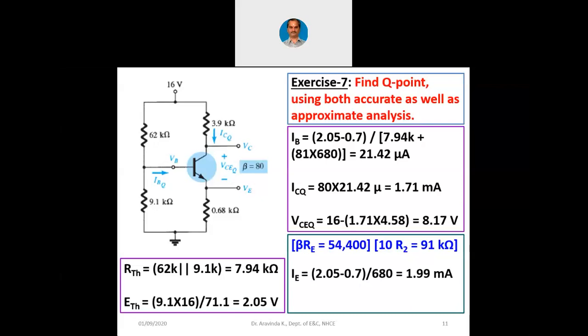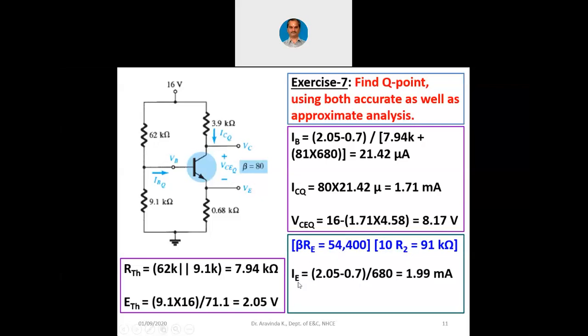So the point is, if at all VDB has to be more stable, then we should always match this particular condition. Beta Re must be greater than or equal to 10R2. That is what we are going to use even in future in the labs. In the lab, when you are going to work out the circuitry of amplifiers and oscillators, always observe there that the condition is always met there. We design the circuit in that way only. Beta Re will always be greater than or equal to 10R2. That is how we design the circuitry. Then only the VDB is stable.